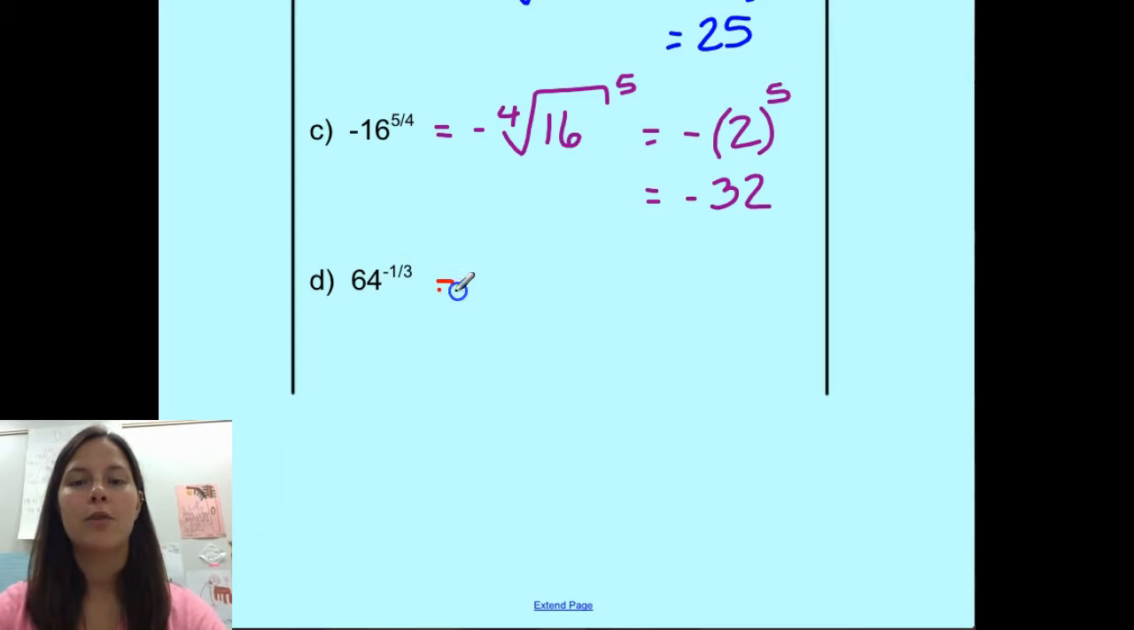Finally, we have 64 to the negative 1/3 power. Remember, a negative exponent means flip it. So this becomes 1 over the cube root of 64. So I both evaluated that negative exponent by flipping it and changed the 1/3 power to a root. The third root, or the cube root of 64, is 4. 4 to the 3rd power is 64.